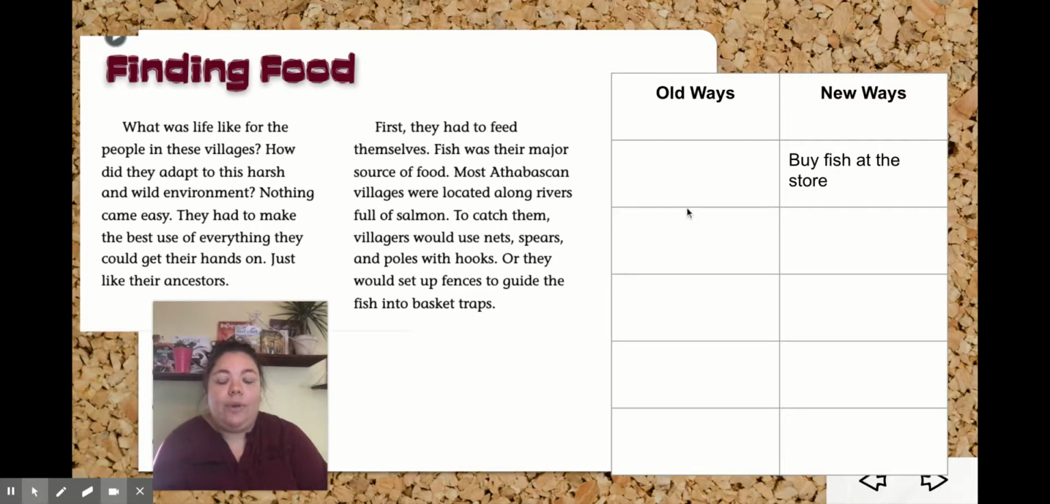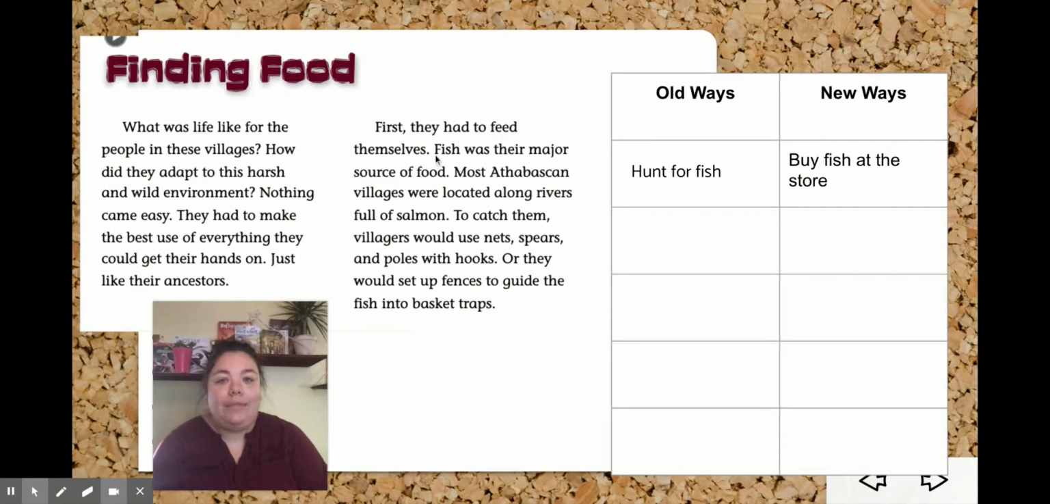and think, what would the old way be? How did the Athabascans get fish? So pause me right here and read it, and then think in your head, how did the Athabascans get fish? That's right. They hunted for fish. You can see it right here.